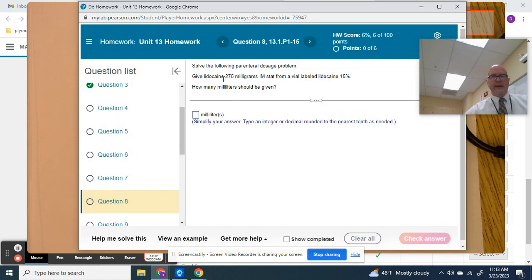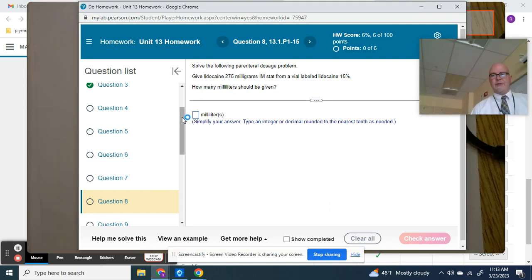And notice it says a certain milligrams and a 15% solution. And it's asking how many milliliters. So we're going to follow the same process. Okay? I'll get back to those later.